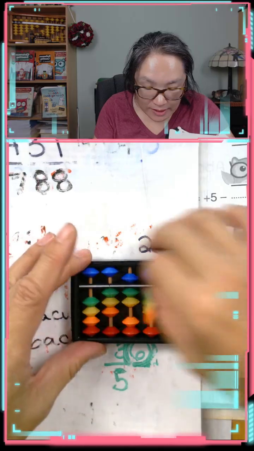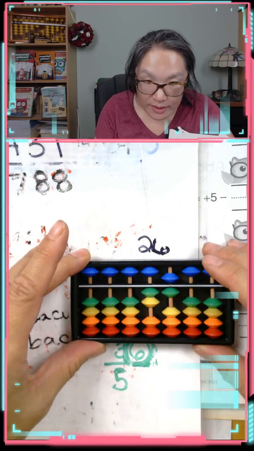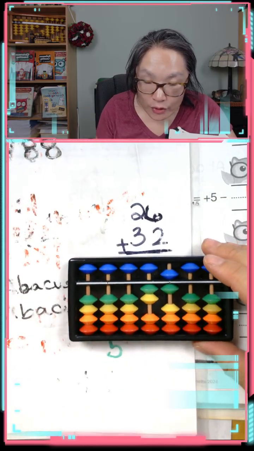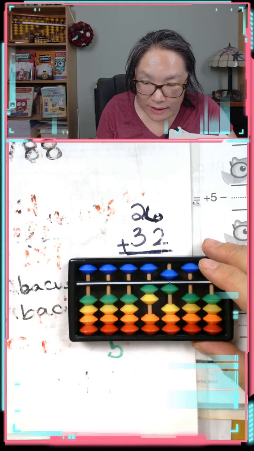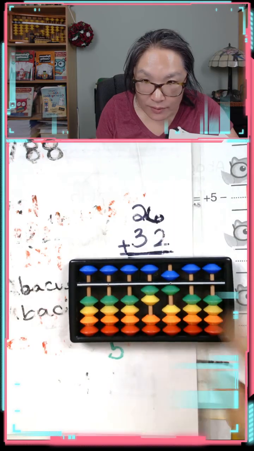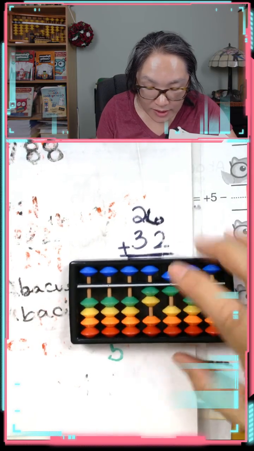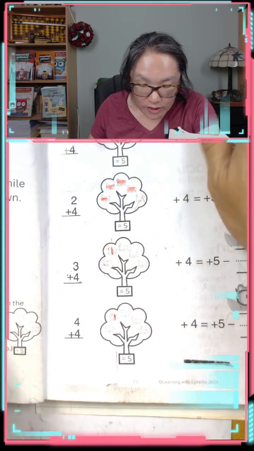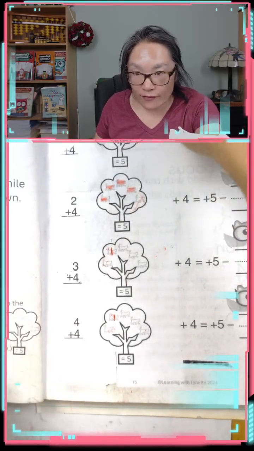We can do it again. We can do 26 on the abacus. I want to add 32. I don't need to make friendly numbers. I just need to know how to make it, right? I know how to plus the 3. How do I know to plus the 3? We know because we've done it.